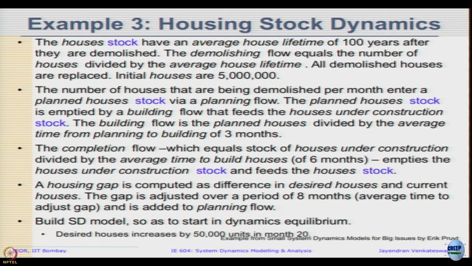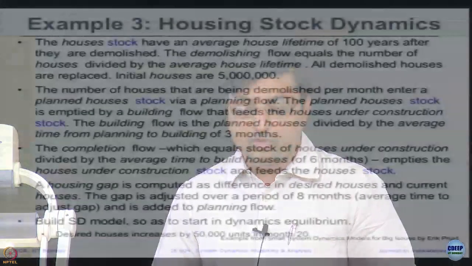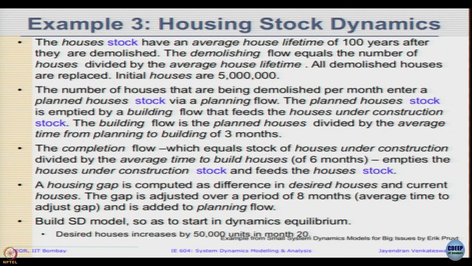So, if you imagine housing stock, I highlighted all the stocks that are coming in, and the description itself uses the word stock, so probably you should model it as a stock, right. And demolishing means it has to be an outflow. All demolished houses are replaced, initial houses are 5 million, okay. The number of houses demolished per month enter a planned houses stock via a planning flow. So, what was demolished, I am going to plan to build again.